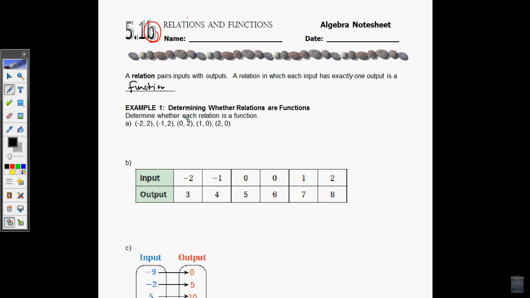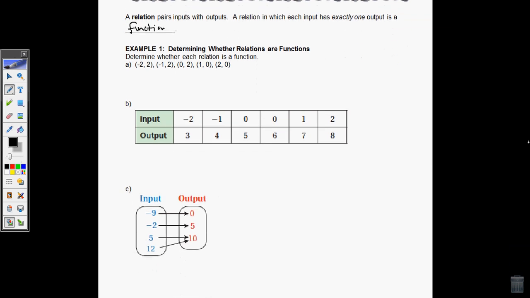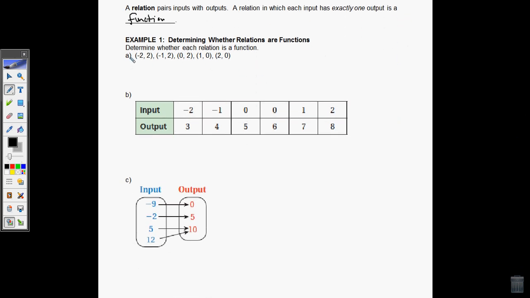So let's determine whether some of these things are functions. We know that they are relations, right? A, it's relating -2 to 2, -1 to 2, 0 to 2, 1 to 0, and 2 to 0. All of these things are being related. It's relating x's with y's, domains with ranges. But does every input have only one output?